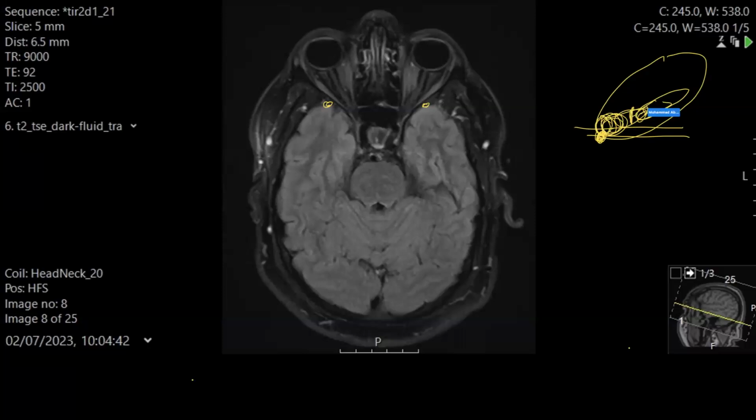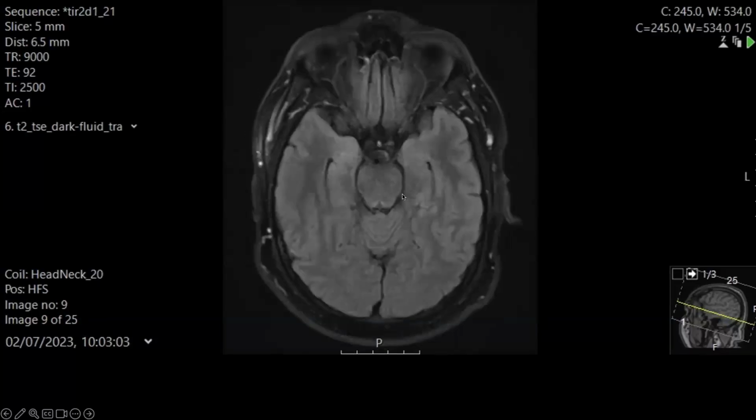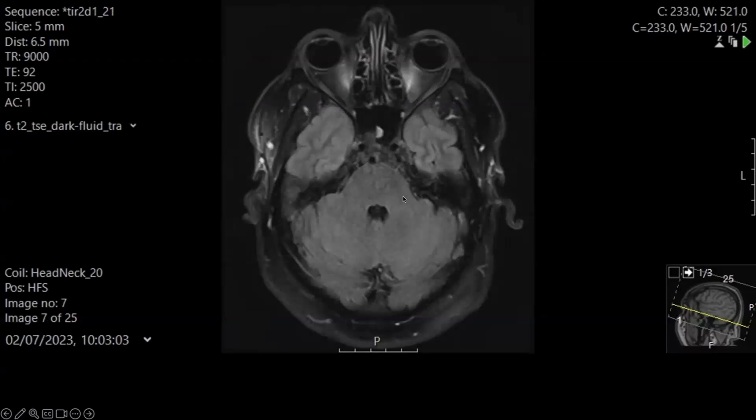Okay, so let us remove the markings. Good. So this should be an inferior anterior medial temporal, but still not on the hippocampal level, and slightly up. So this is the very bottom, and then slightly up.